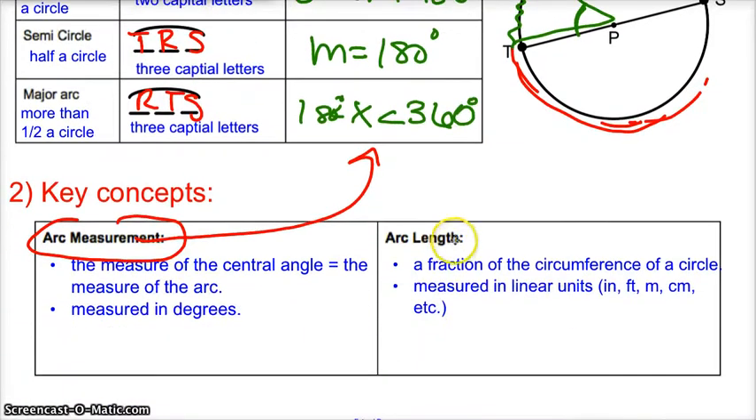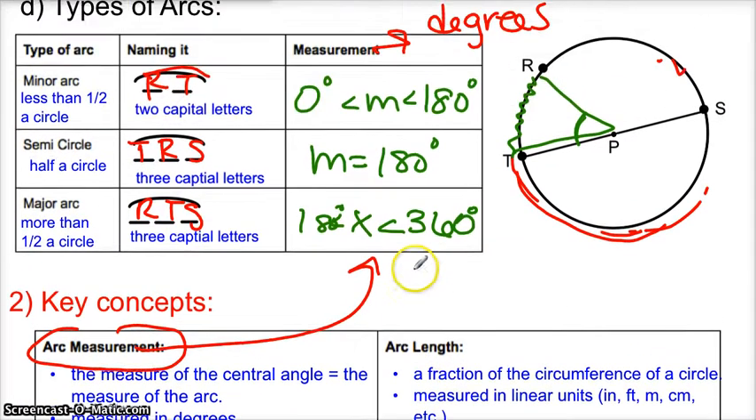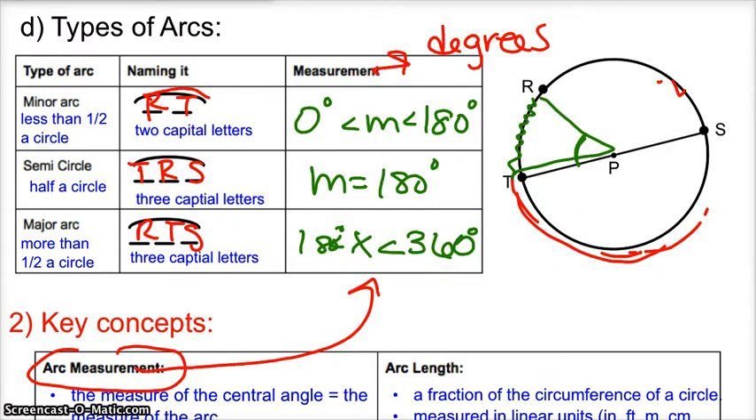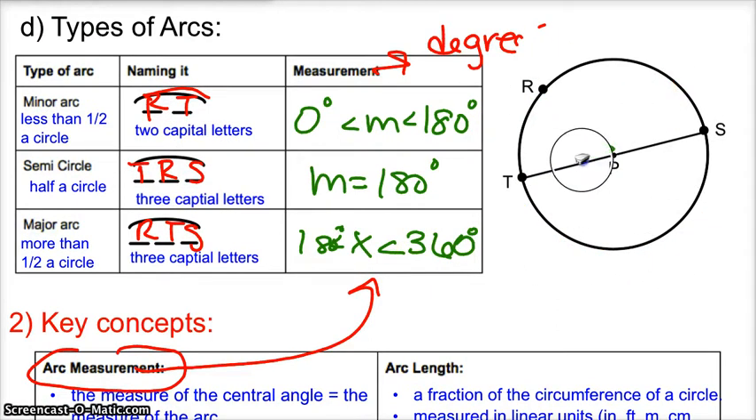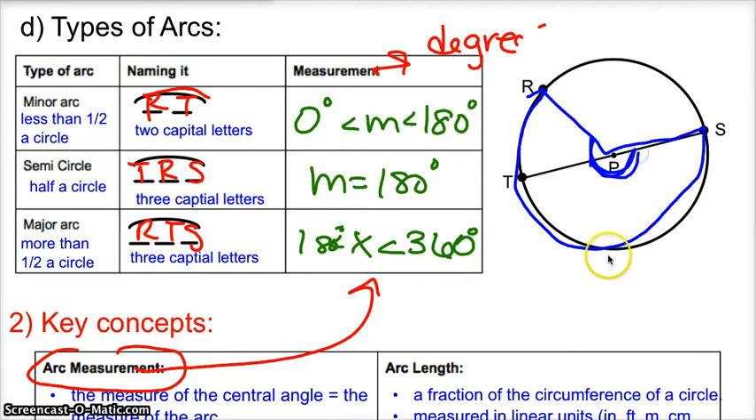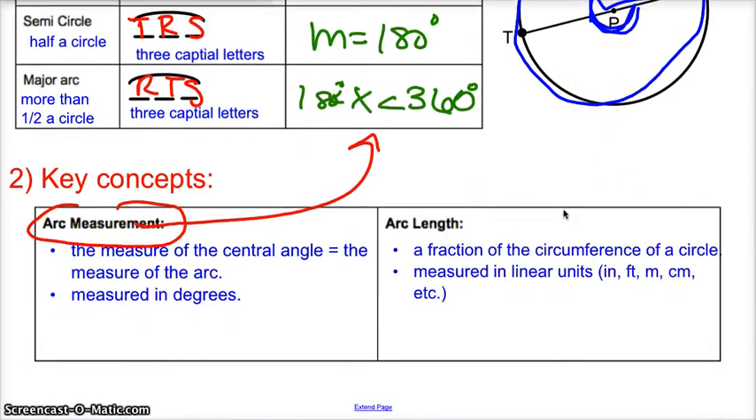These key concepts, like I just mentioned: the measurement of an arc is equal to the central angle. So if we want to talk about the measurement of RTS, this arc is going to be equal to that central angle, which is larger than 180, which is more than what you're used to seeing, but we are dealing with a circle.